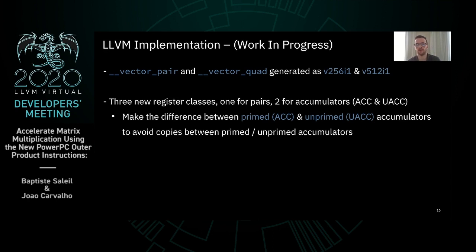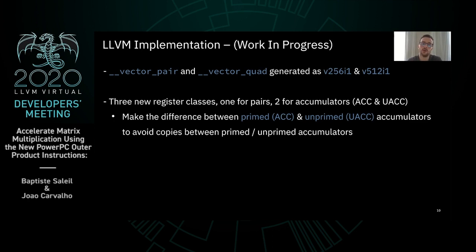And this is actually really important, because if we use a single register class, we will have situations in which the compiler generates invalid copies between accumulators. For example, it will generate a copy from a primed accumulator to an unprimed accumulator. In this situation, it will just copy the four VSR registers, which is not valid because the source of the copy needs to be unprimed before the copy and primed again after the copy.